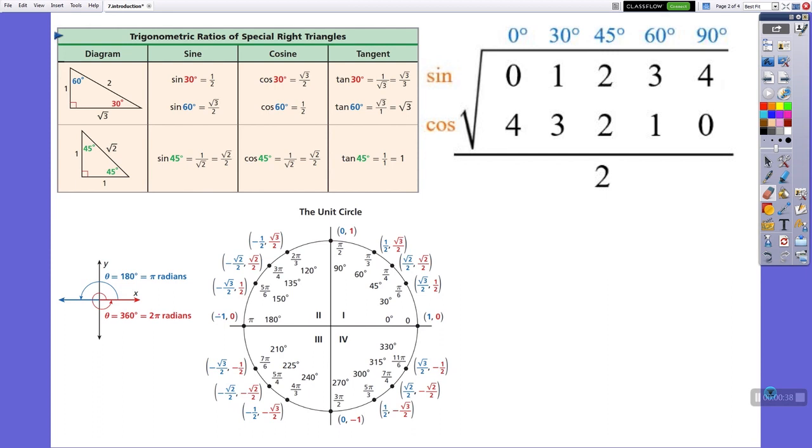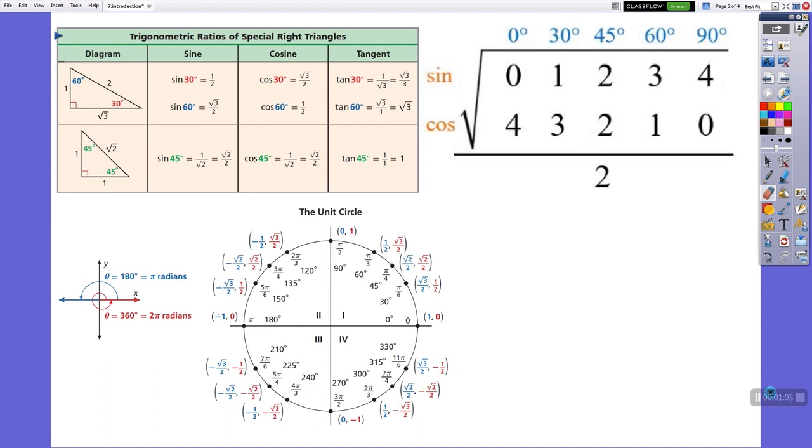This is based on using ratios of special triangles in the coordinate plane. You can form these special triangles in the coordinate plane to find each value of each trigonometric function for each angle. What I want to talk about here is this. I like this one better. This is like a math hack.